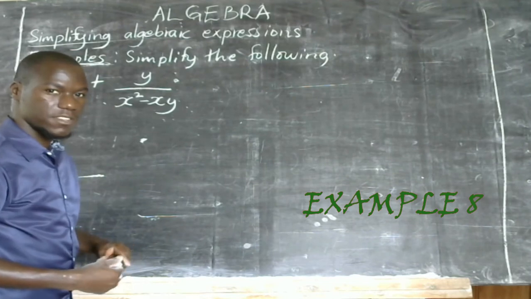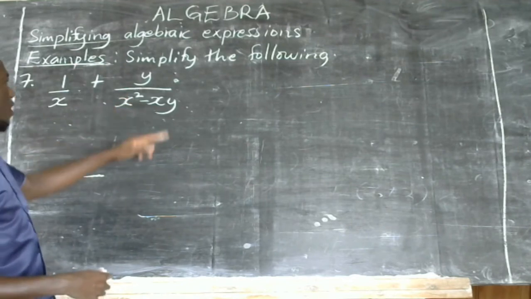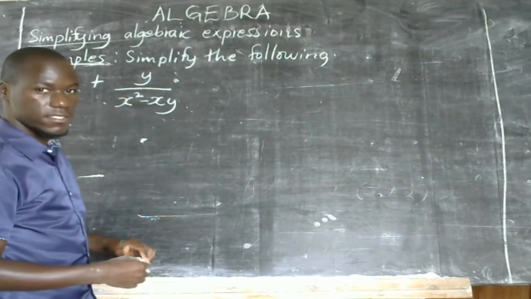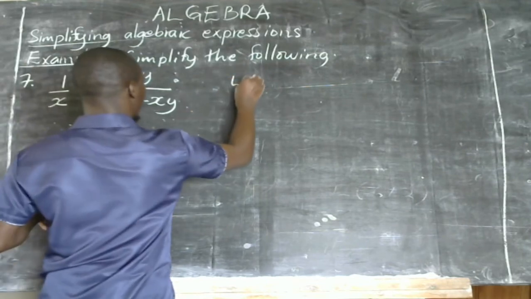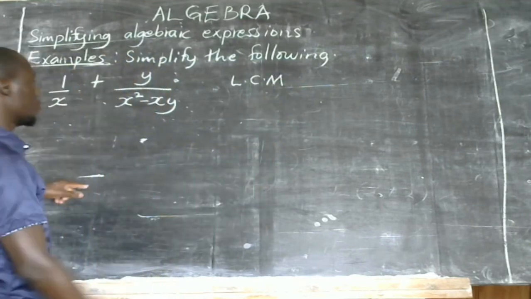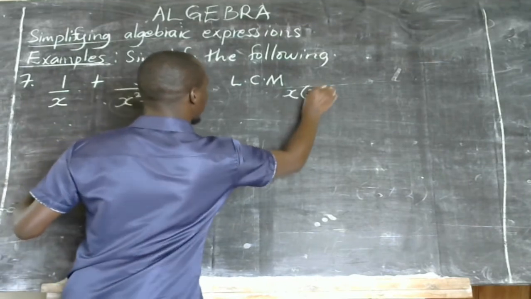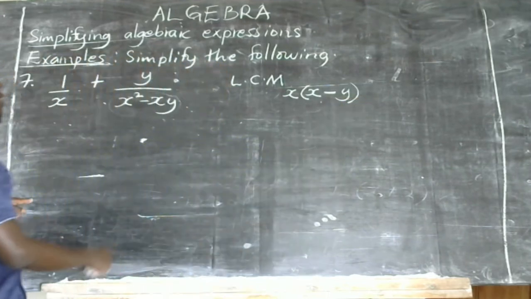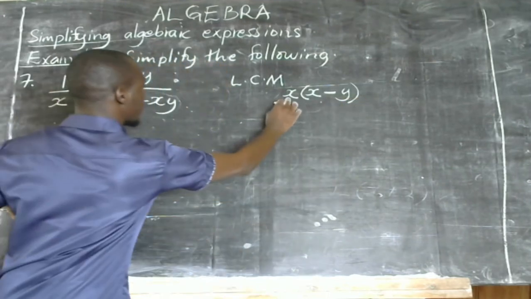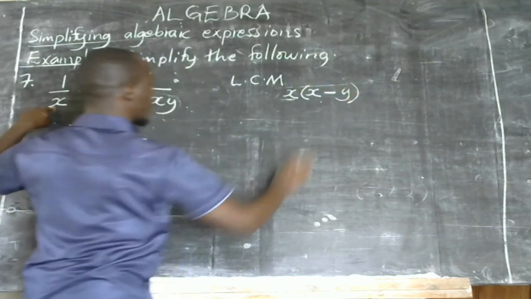So our example 7, we have 1 all over x plus y all over x squared minus x times y. We need to get the LCM. When you look at this denominator here, it has a factor of x, so I can rewrite it as x into x minus y. Okay? So since the x is appearing in this denominator and it is the same denominator here, then we are going to take the whole of this as the LCM.